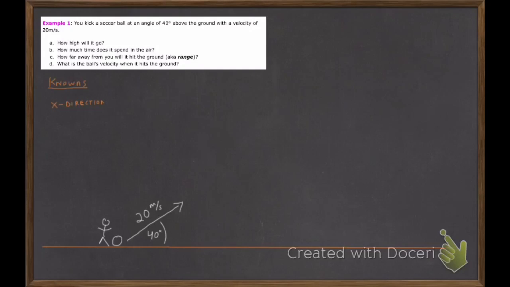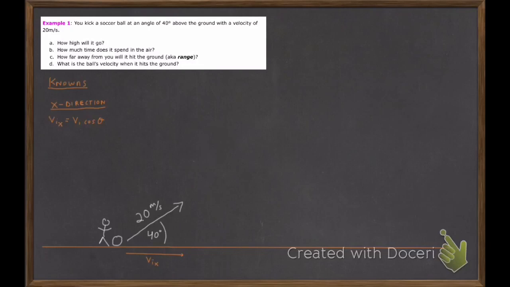Alright, so now what are our knowns in the x direction? Well, we know the x component of the velocity, the initial velocity. So we'll say Vix is equal to what? Well, we know that the Vix is equal to Vi cosine theta. And now we would draw Vix. So that vector will be right here, and we'll label it as Vix.